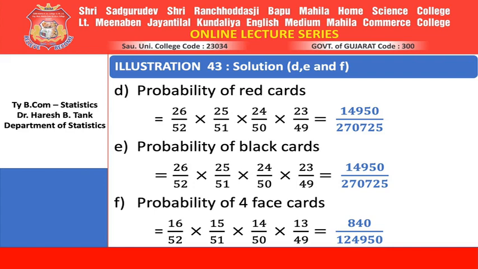Now probability of 4 face cards. Okay, how many face cards are there? Jack, queen, king, and ace. How many are there? 4 types and 4 suits. So 16 upon 52. After selecting first one, the thing left 15 upon 51. After first 2 happens 14 upon 50. After first 3 happens, it comes to 13 upon 49. So it comes to 840 divided by 1,24,950. Clear?